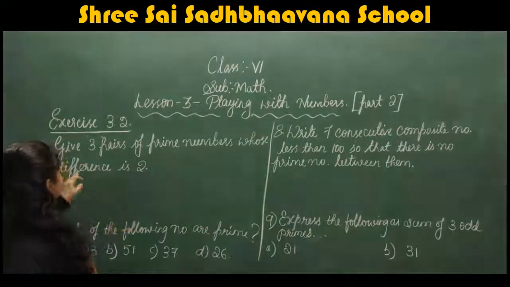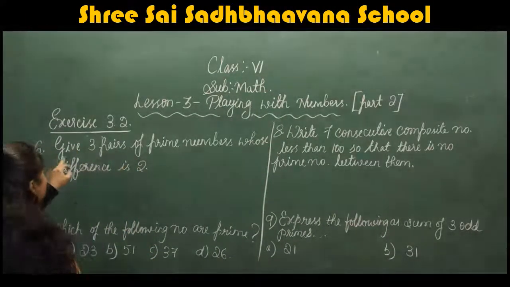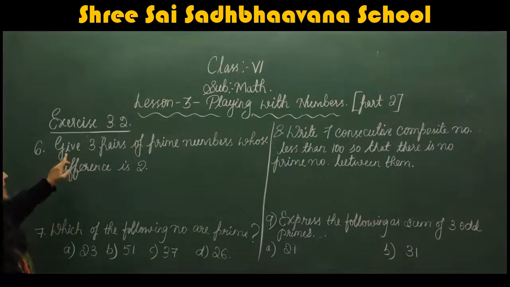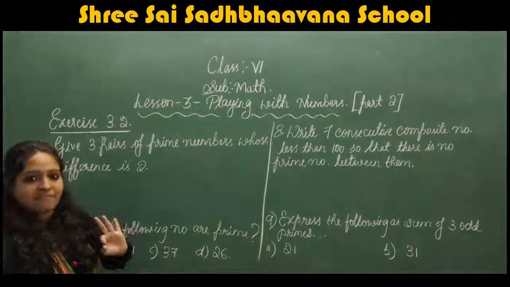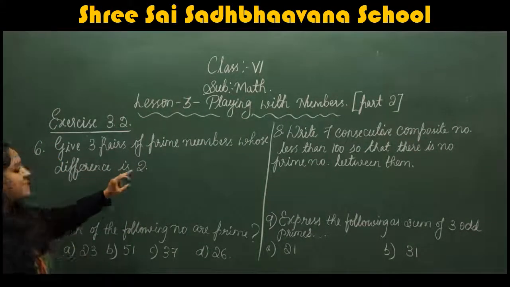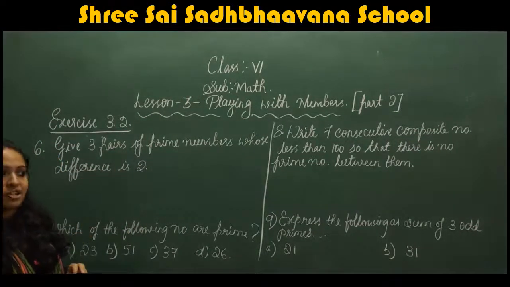Children, now look at the board, children. We're going to discuss the sixth main. So here what they have given, let us see. Give three pairs of prime numbers. So you have to give three pairs of prime numbers whose difference is 2. Whose difference should be 2.